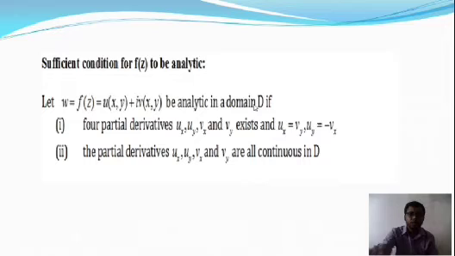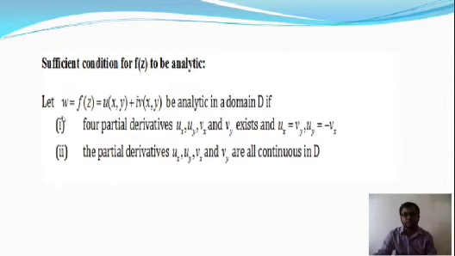Okay, so for f of z is equal to u of x comma y plus i into v of x comma y to be analytic in a domain D, the four partial derivatives must exist and satisfy these equations: ux is equal to vy. This is the new notation for the partial derivative. Okay, del u del x is equal to ux and is equal to vy, and del u del y is equal to minus vx. So this is the Cauchy-Riemann equation.